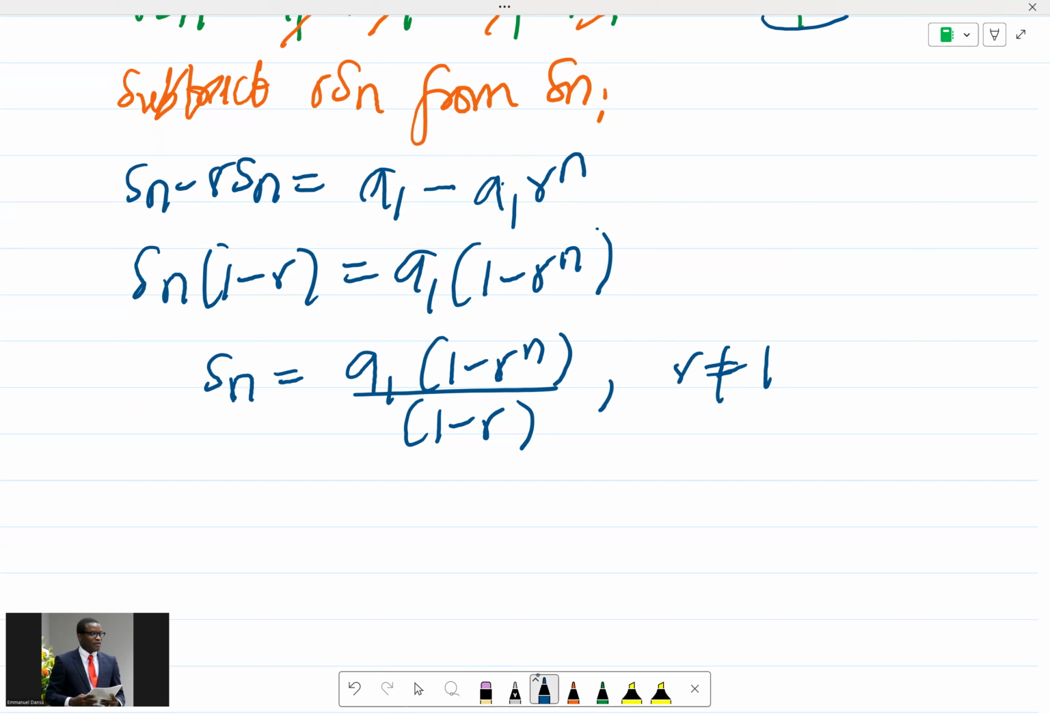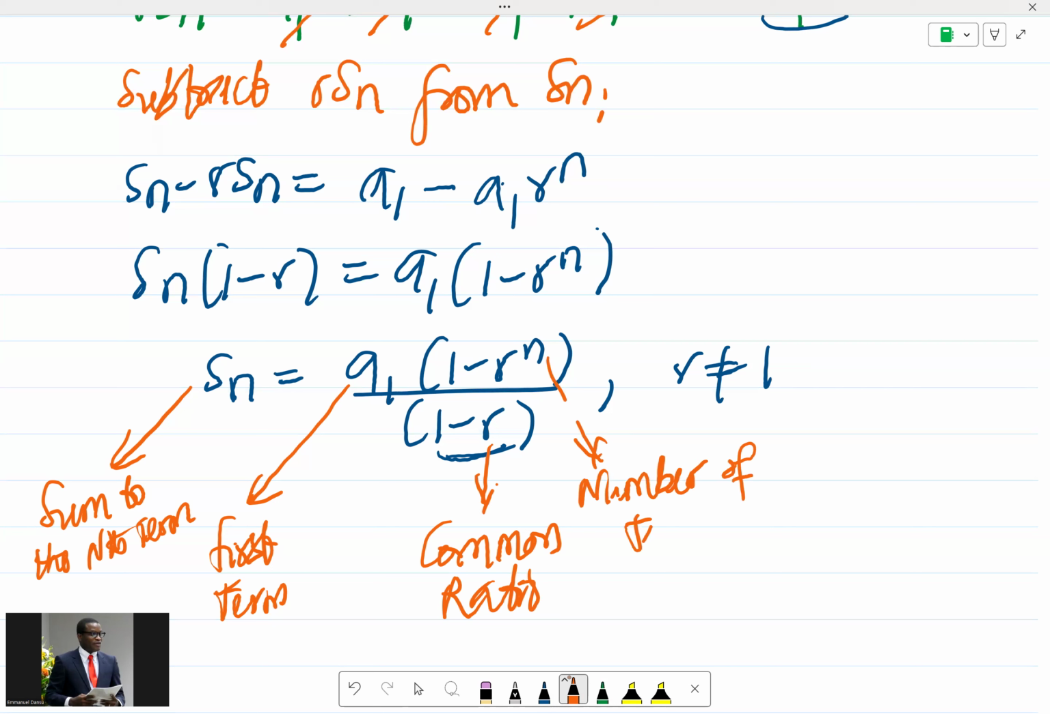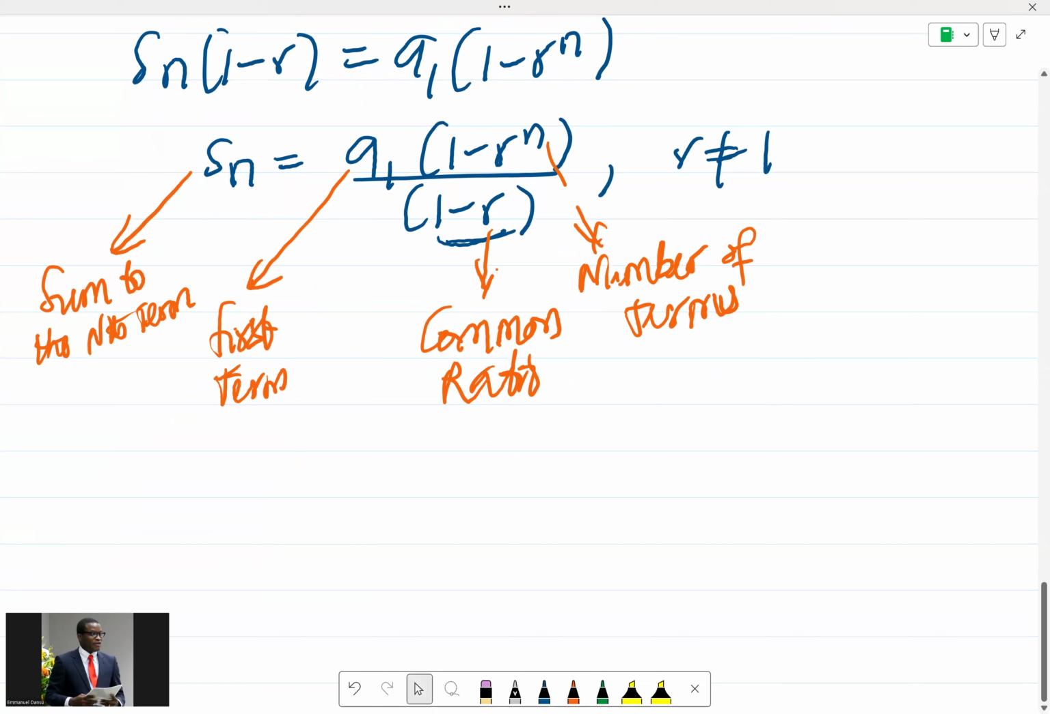That's extremely important because if R is equal to 1, the function will be undefined. So don't forget that the terms are like this. This is the first term, and this is the sum to the nth term. R is the common ratio. Then we have n, the number of terms, whatever number of terms you're considering. So that is the formula.